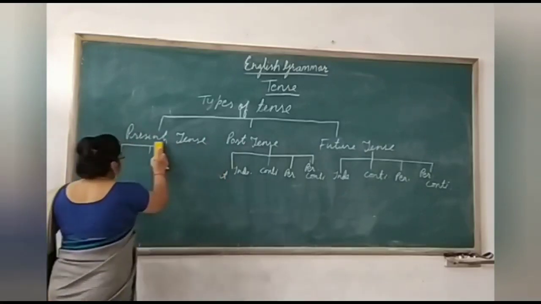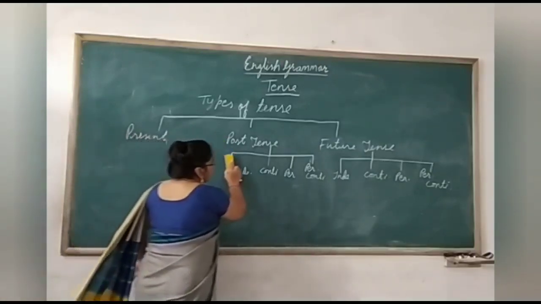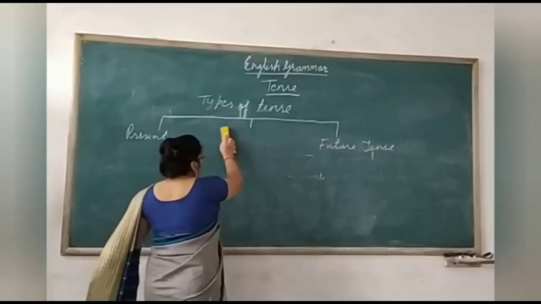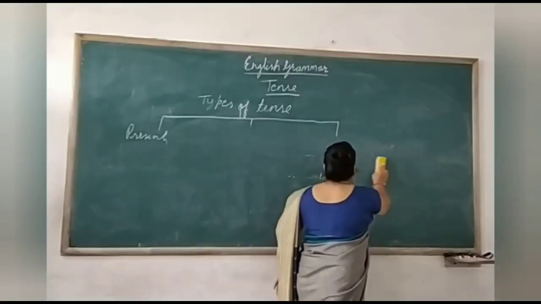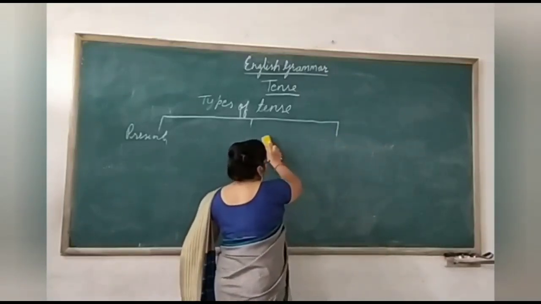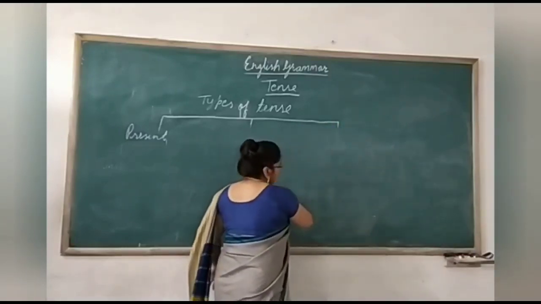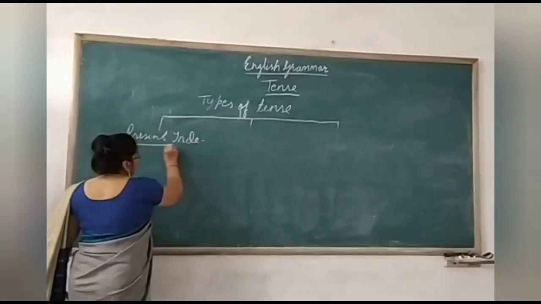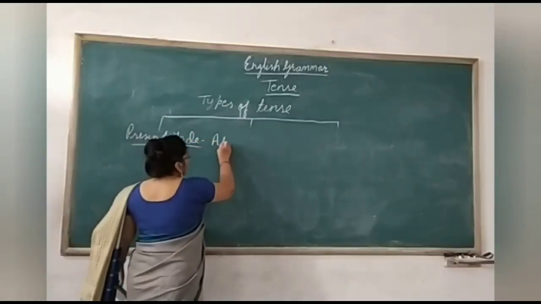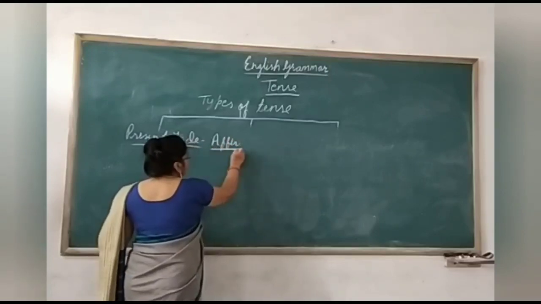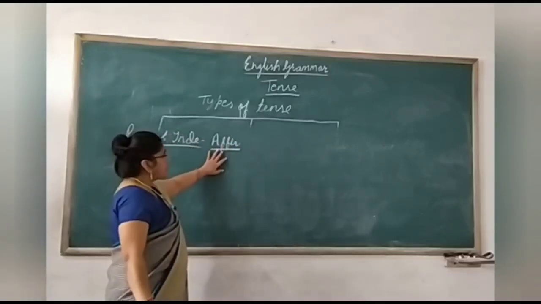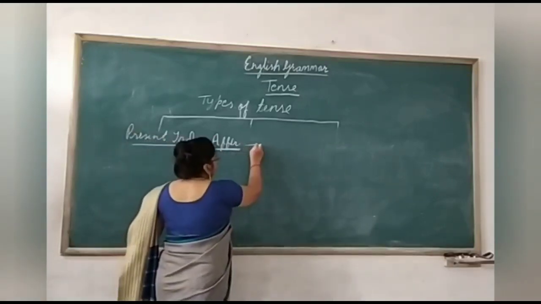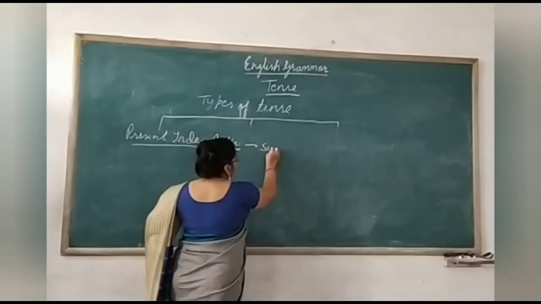I'll take the present indefinite tense first and I'll explain you with the example. So children, I'll teach you now the present indefinite tense. I'll teach you the affirmative, negative and interrogative of present indefinite tense. See here, present indefinite. So first of all, I'll teach you the affirmative sentence. The other name of affirmative sentence is positive sentence also. Clear? So here, let's write the structure first.